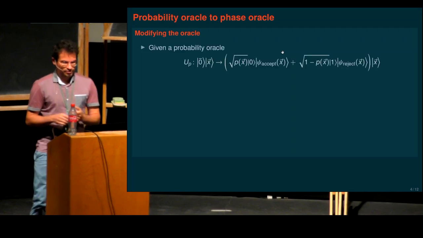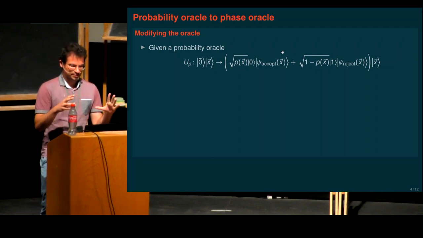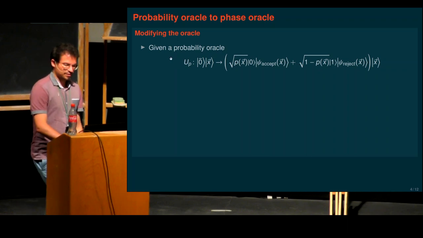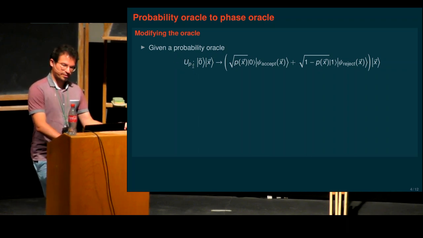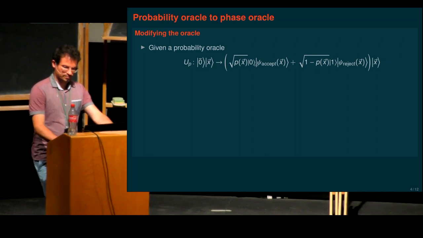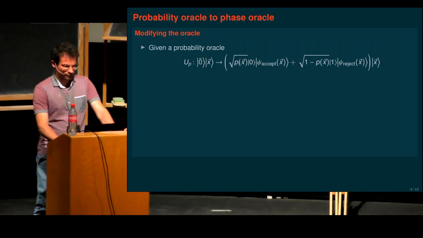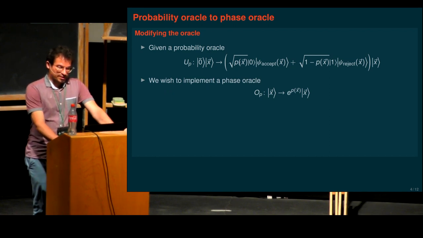So now I just want to reduce the clutter in this formula, so I assume that I have a generic probability oracle, by which I mean that it will accept this vector x with probability p of x. This is the linear function from the previous slide. It doesn't matter what these ancilla states are. The only thing that matters is that I see 0 in the first qubit with probability p of x if I measure it. That's a probability oracle for the function p of x. This is what I constructed for the linear function that I have in mind. But what I wish to implement is a phase oracle, P of x.